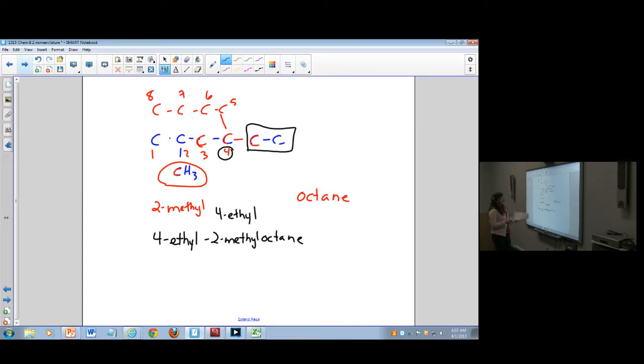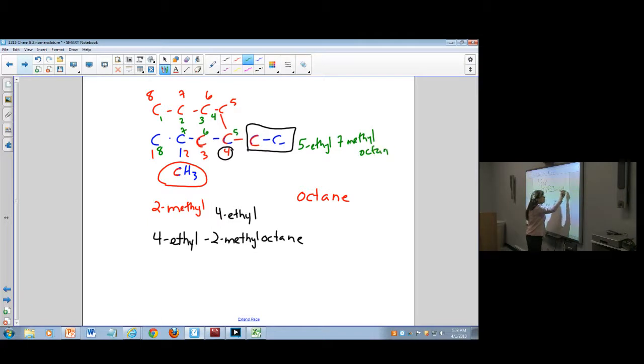If you number it wrong, all right, let's talk about if you numbered this incorrectly. And I know it's getting messy, but let's assume that you numbered it wrong. Let's say you decided this was 1, 2, 3, 4, 5, 6, 7, and 8. And if you told me that this was 5-ethyl, 7-methyl octane, you would get the answer wrong because I can get lower numberings by numbering in the other direction. So this is not correct, and this one is.